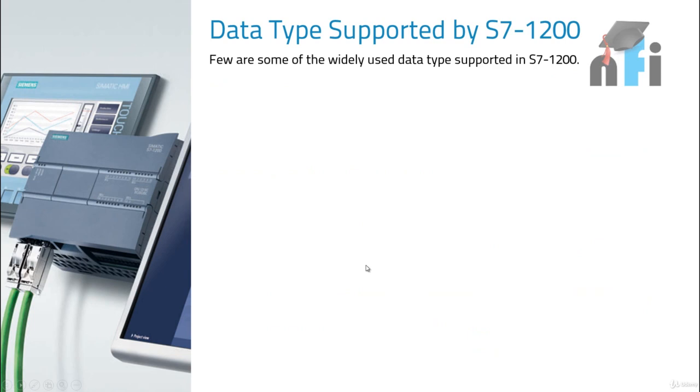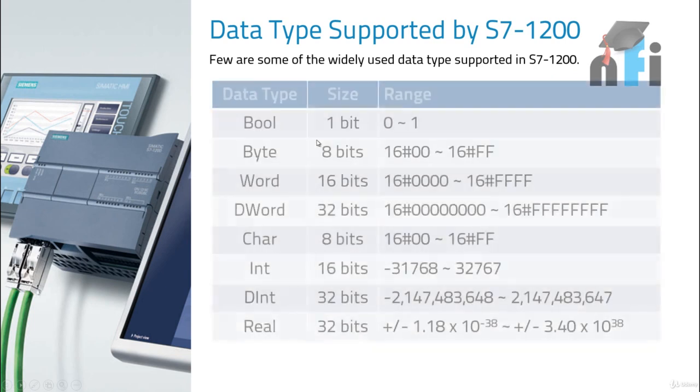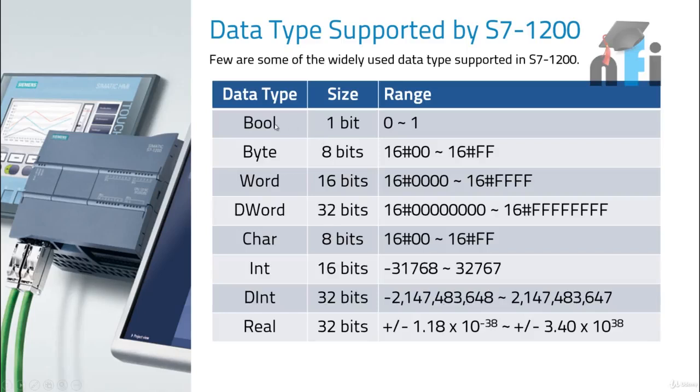Now data types supported by the PLC. What are the data types which are supported? So this is in more detail. We have a Boolean. Boolean is the same as a bit, 0 or 1, so the range is 0 or 1. So Boolean is also true or false. Size is 1 bit. Then we have byte, which is 8 bits. This is the representation in hexadecimal, 00 to FF. Now this FF is a hexadecimal representation of 8 bits.